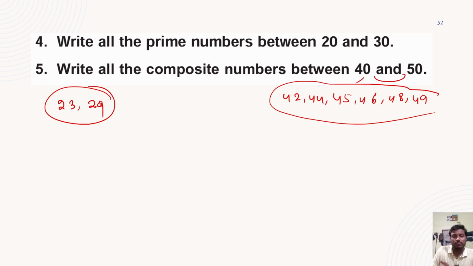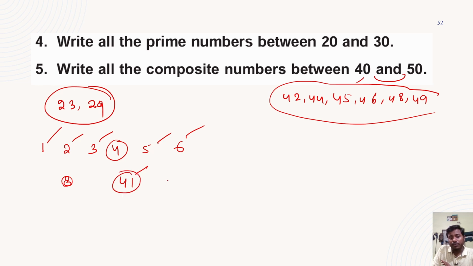Okay. Now, suppose 1. 1 is not prime, not composite. 2 is prime. 3 is prime. 4 is composite. 5 is prime. 6 is composite. Similarly, suppose 40. 41 is a prime number. 42 is composite. 43 is prime. 44 is an even number, so it is composite.